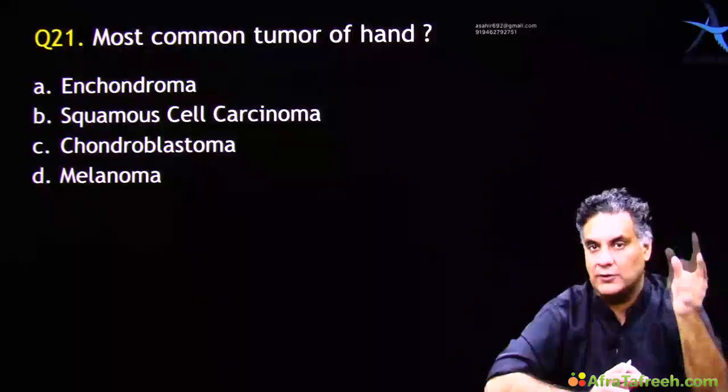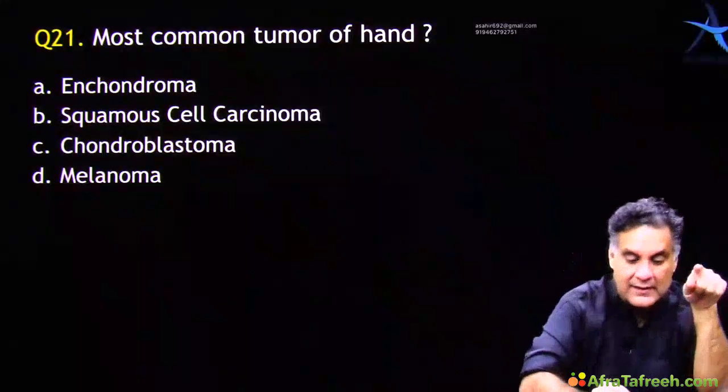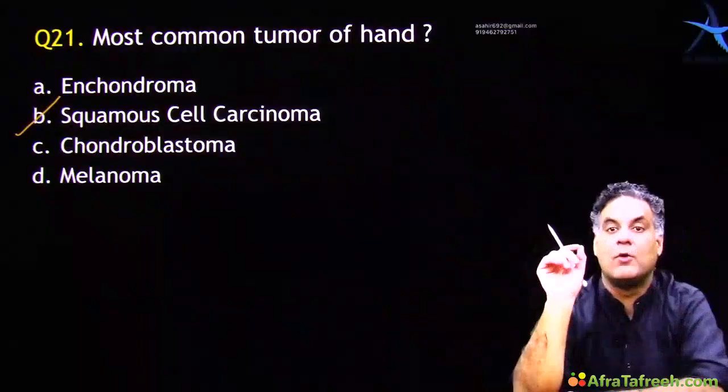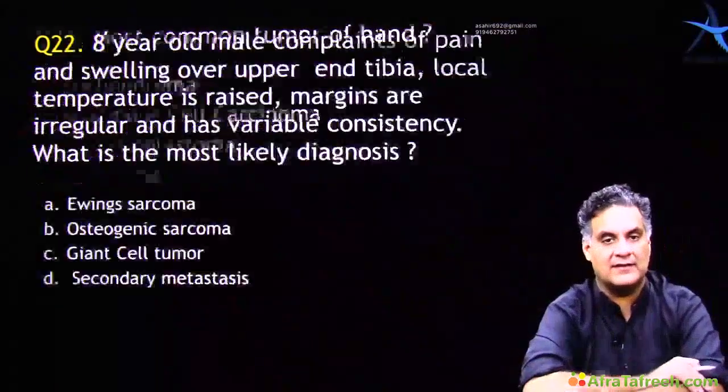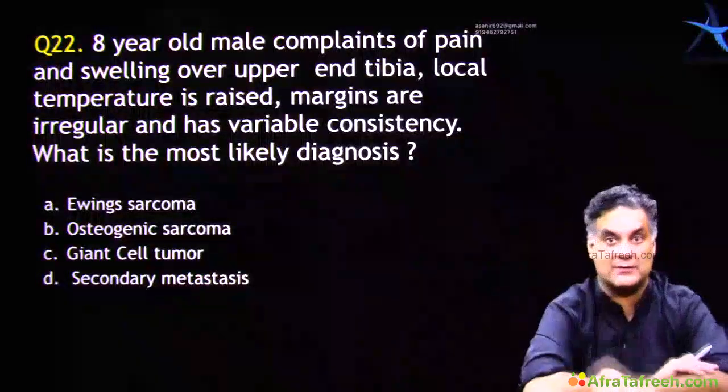Most common tumor of the hand, I told you. The most common tumor of the hand is squamous cell carcinoma. The most common tumor of the bones of the hand is enchondroma. So the answer is squamous cell carcinoma here.